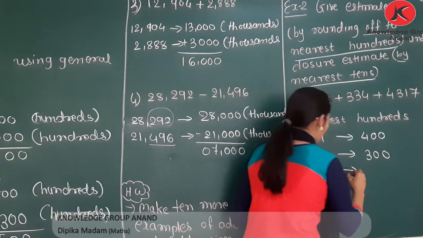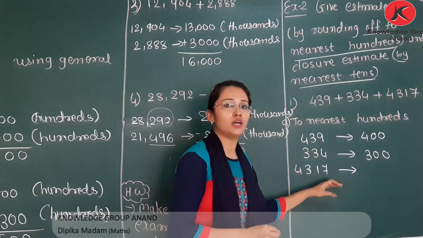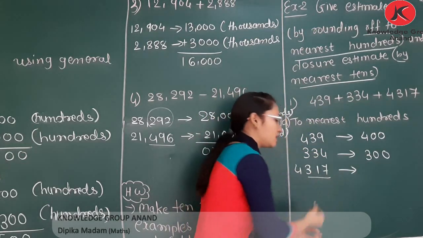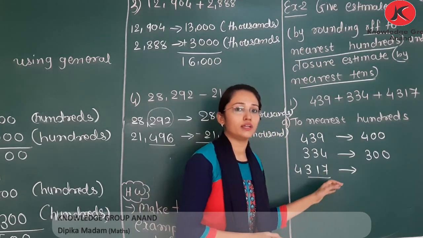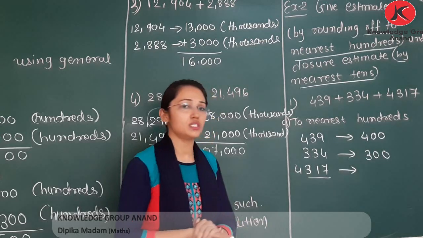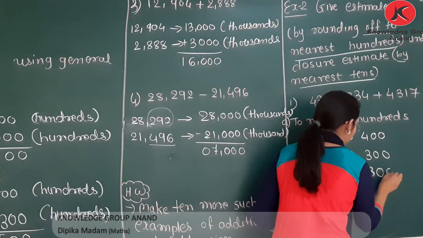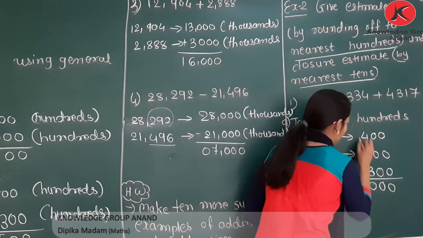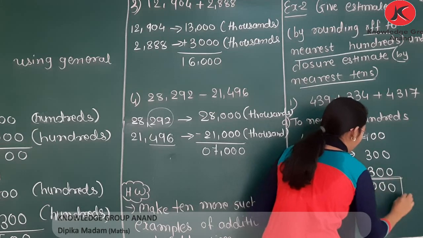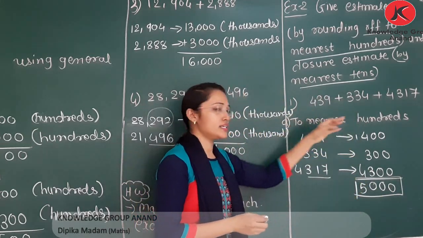4370. So it is between 4300 and 4400. Okay, you need to check the last two digits. 4300 or 4400. The correct estimated value is 4300. Now addition of the numbers. So the estimated answer is 5000 when we estimate to the nearest 100.